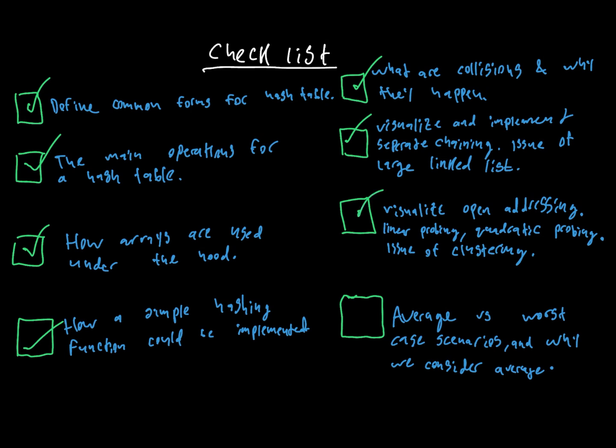and finally the average versus the worst case scenario for the hash table operations and why we generally consider the average versus the worst time. In the next video, we will cover trees.